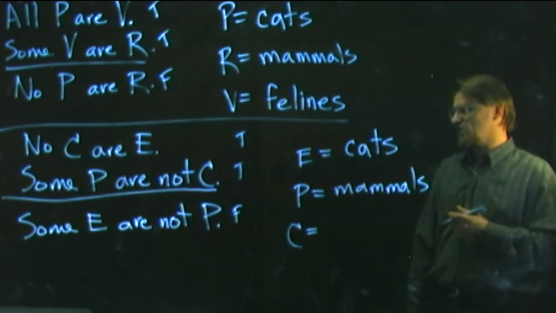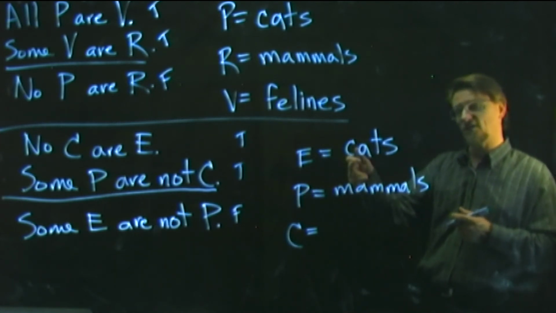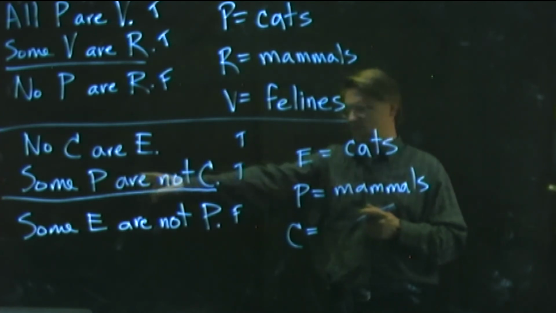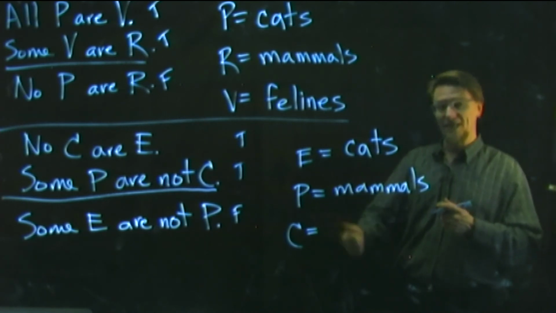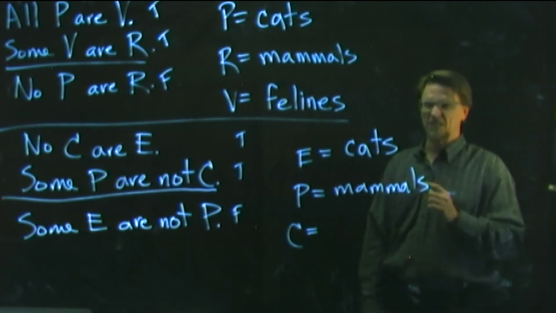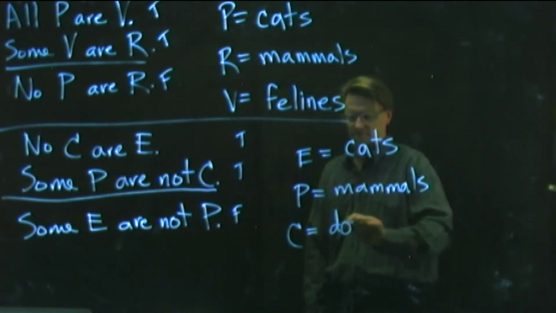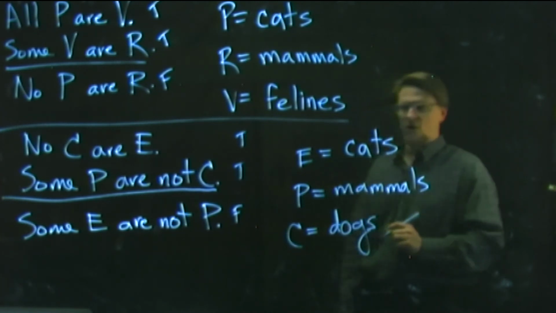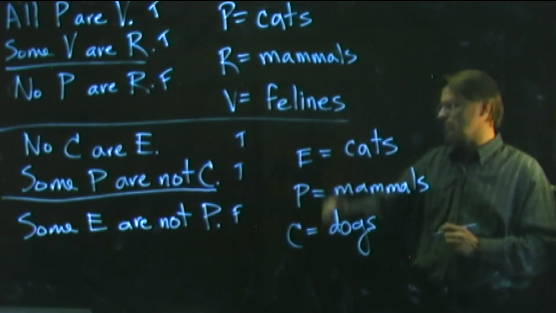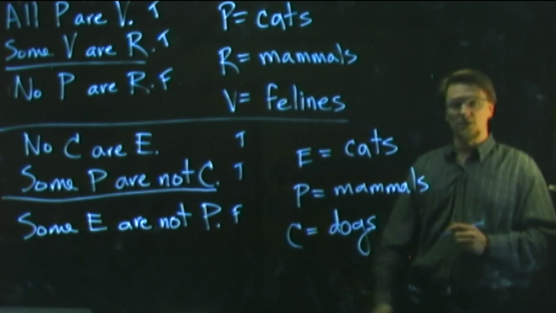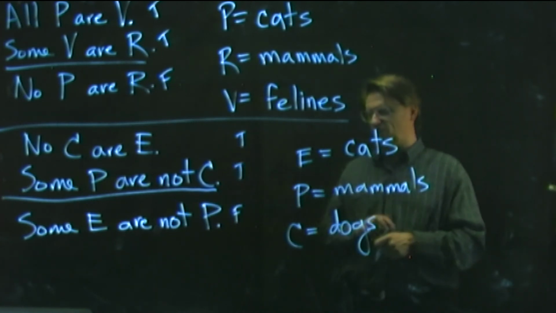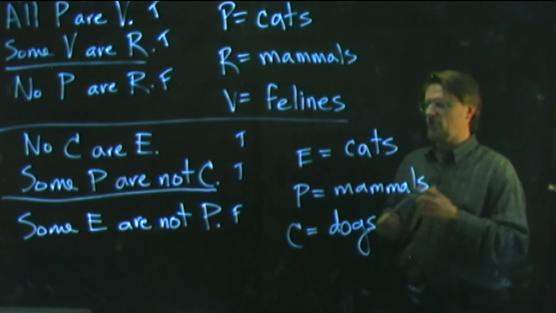We go to our premises. No C are cats. We need to find something where it's true that none of them are cats. And at the same time, it has to be true that some mammals are not whatever that C thing is. Some of these substitutions are more difficult than others, but I think in this case, it's not too bad, right? Dogs will work nicely here. We get no dogs are cats. True. Some mammals are not dogs. That's true. Lots of mammals are not dogs. So we get all true premises and a false conclusion, and we have done the counterexample method correctly.